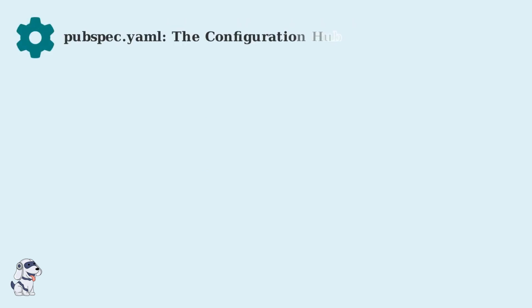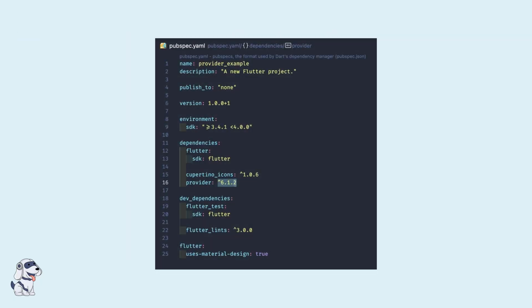The pubspec.yaml file is the heart of every Dart project. It serves as the primary configuration hub, centralizing all the important information your project needs to function properly. Let's examine what a real pubspec.yaml file looks like. This file contains structured information that tells Dart and Flutter everything they need to know about your project.